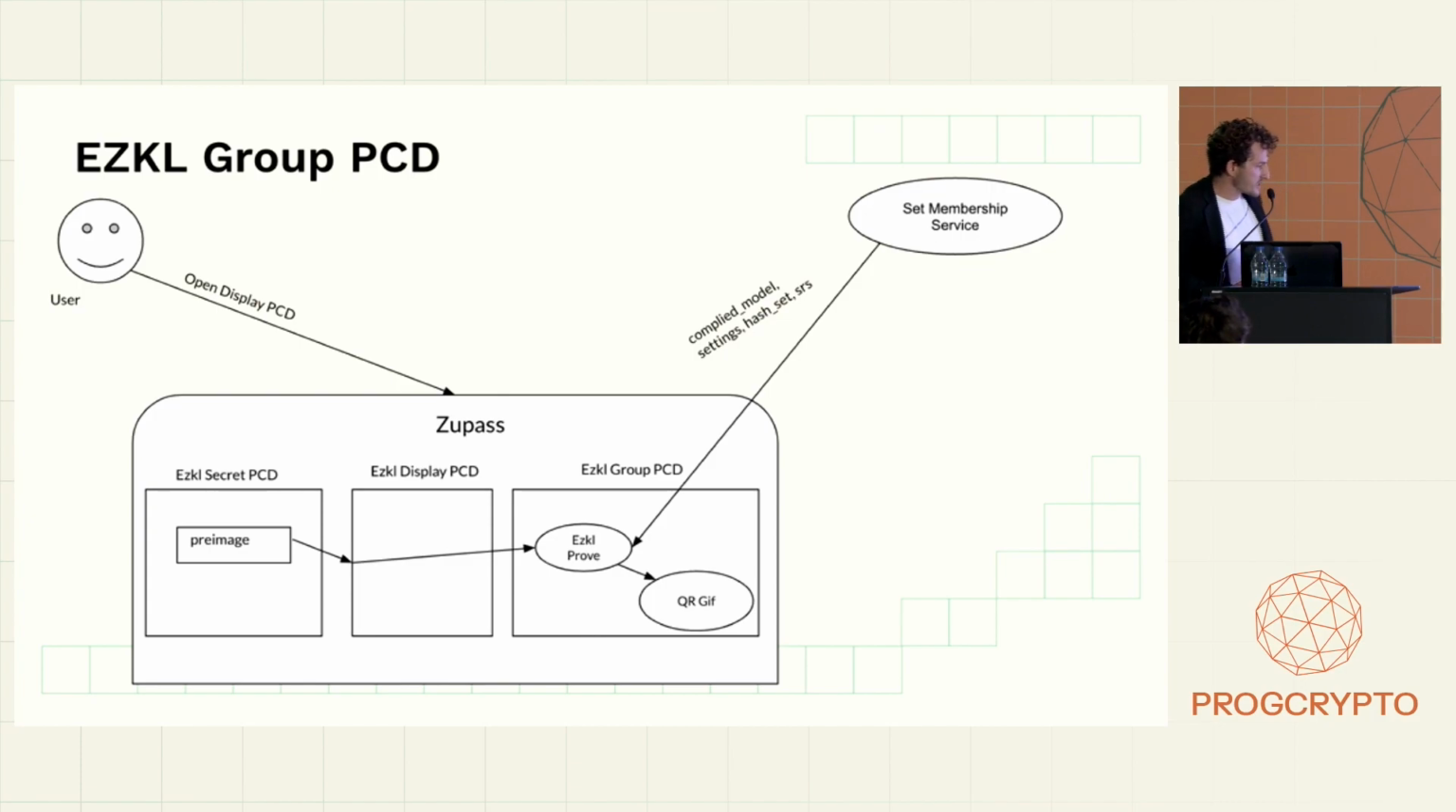The way this works is it gets the pre-image from the Zupass client. It creates a group PCD, a new one, every time you open it. What it does is it goes to the set membership, it gets the compiled EZKL model, it gets the hash set, the settings, and the SRS. And then, using the EZKL client-side engine again, it calls prove and creates a proof.